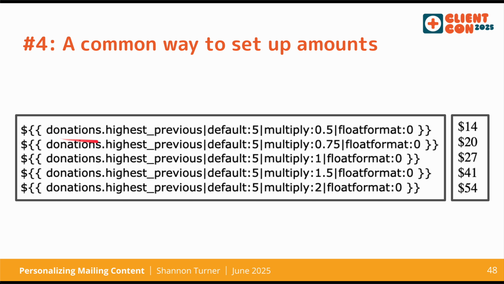Here I'm using donations.highestprevious, and if the user has not made a donation before, let's default to $5 so that we're showing something to ask for instead of 0, right? And then let's multiply by different amounts from half as much all the way up to double. And then for all of these, let's round to the nearest dollar so it looks nicer on these buttons. And then the result that we get is going to be from 14 to 27 to 54.